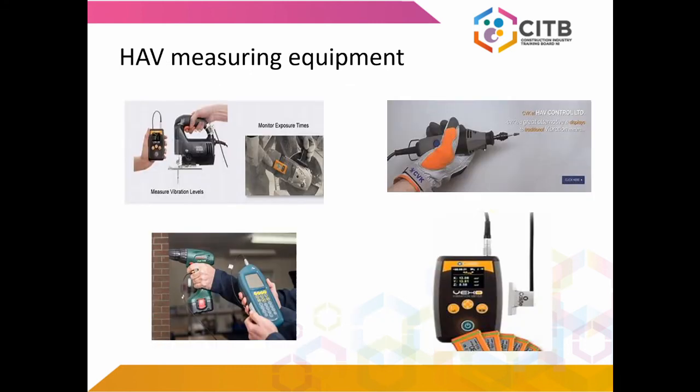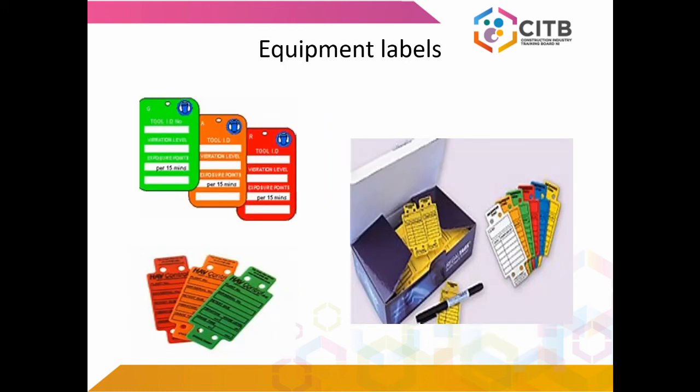Here we have pictures of some HAV measuring equipment. These tools can be hired from most hire centres. It is important that an employee knows how much vibration a tool produces. Equipment labels can be fitted to equipment showing vibration levels, exposure points, and the time allowed for use.